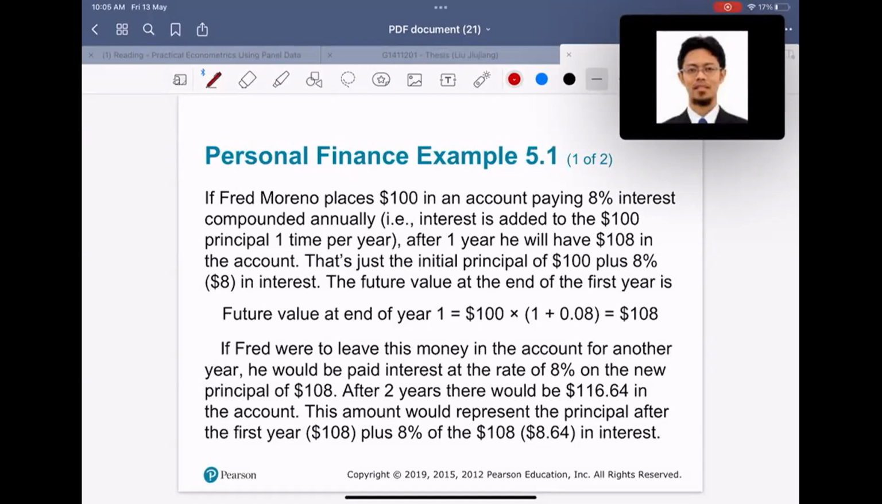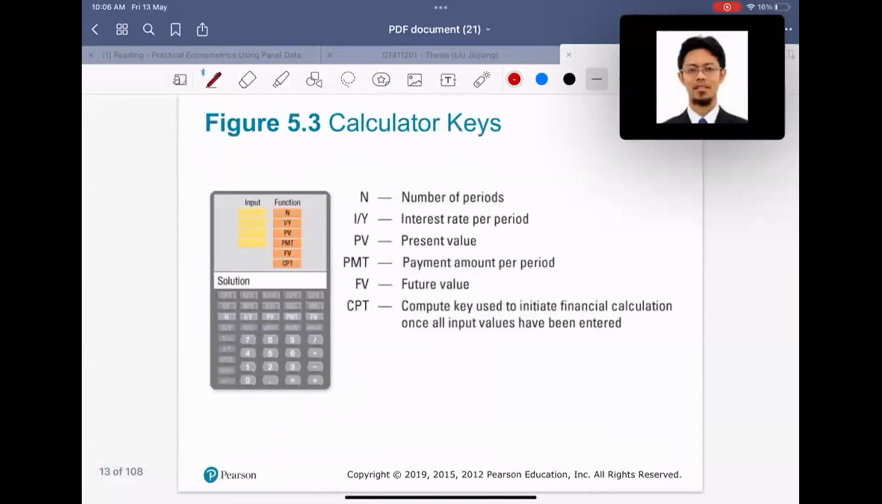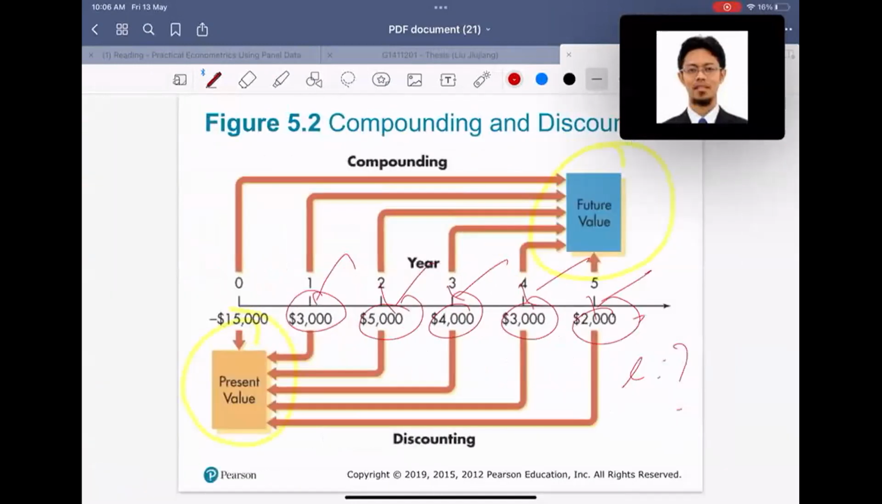If RM8 every year, RM8, that is simple interest. Simple interest, they just take from the principal. This is compounding interest. Most of the time when we do time value of money, we will use the concept of compounding interest. Okay, remember this, compound interest. This is compounding. Then discounting back.